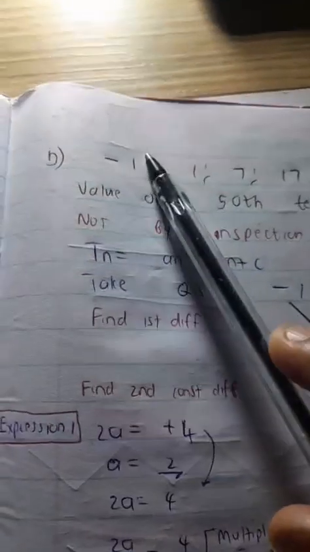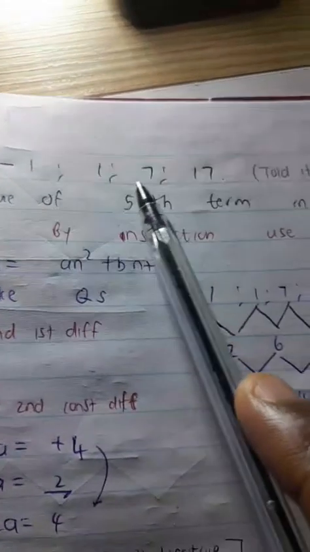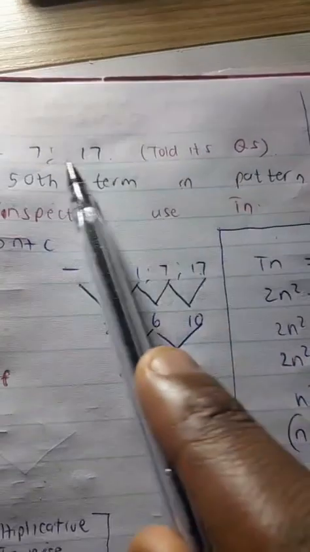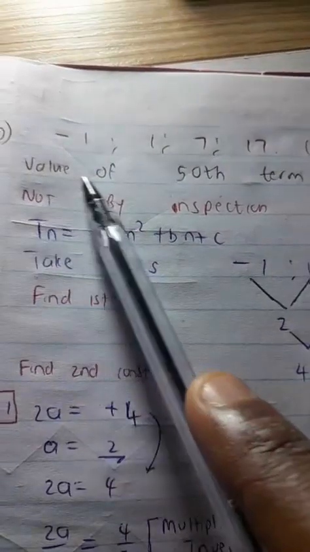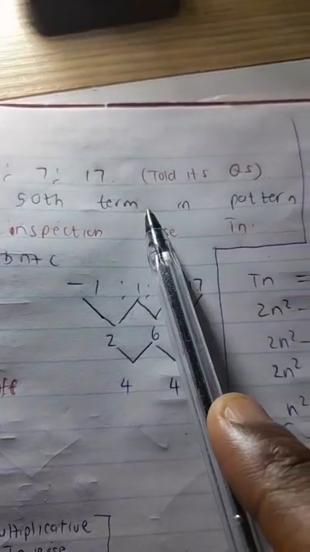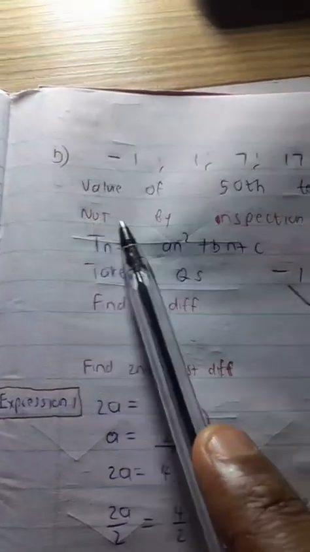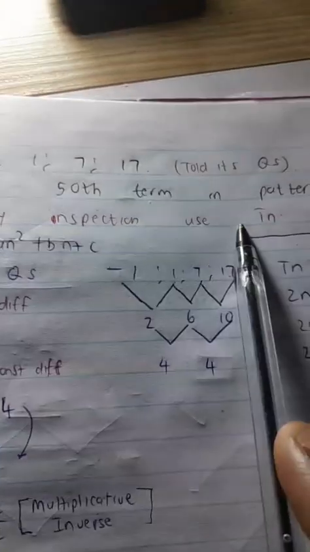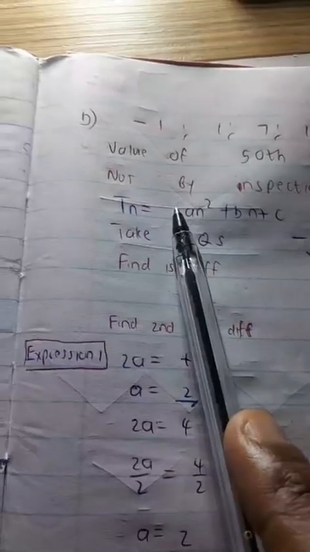Then there was this question, B1 and B2. Negative 1, 1, 7, and 17. We were told it's a quadratic sequence. So if that's the case, we were told to find the value of the 50th term. Remember, if we want the 50th term in the pattern, it means we cannot do this question by inspection. We need to find Tn first. So we first find Tn.